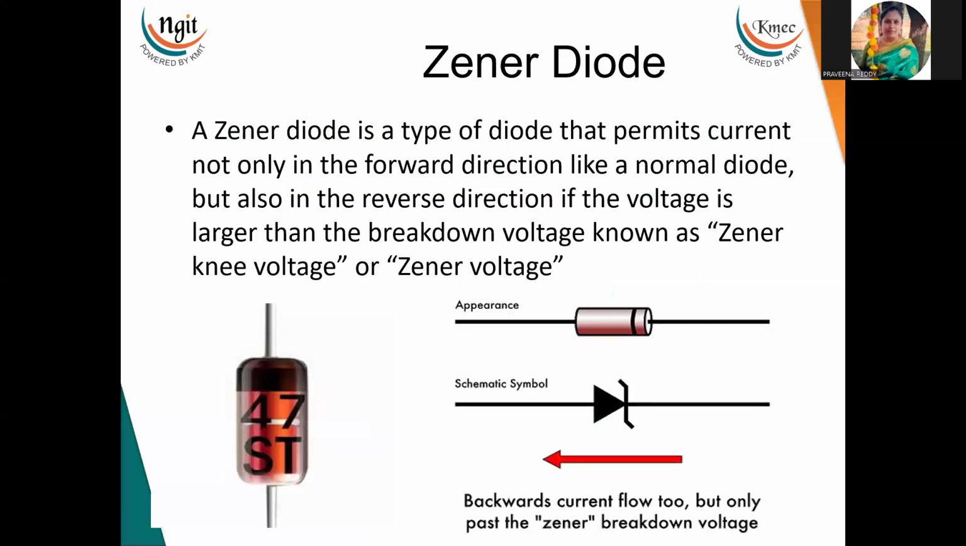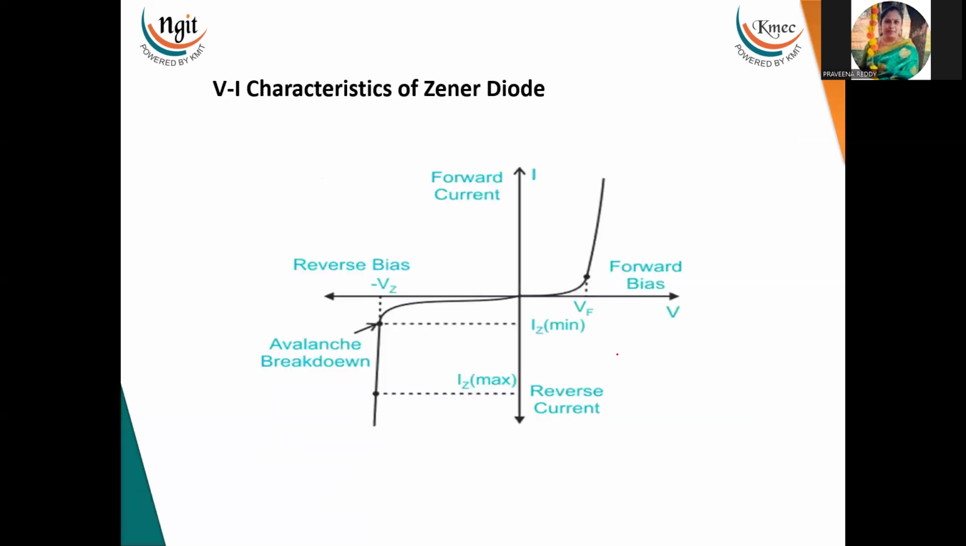In this lecture, we study the Zener diode. A Zener diode is a heavily doped semiconductor material. Here you can see the appearance of the Zener diode. It looks like this, and it allows the current in both directions. We use the Zener in reverse bias, and that too in the breakdown region.